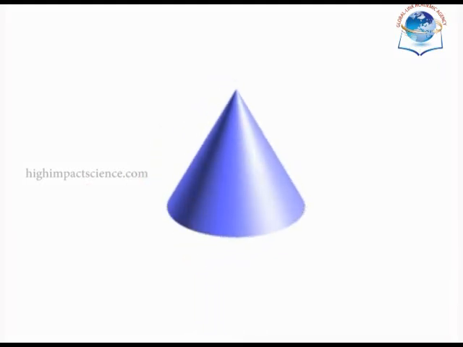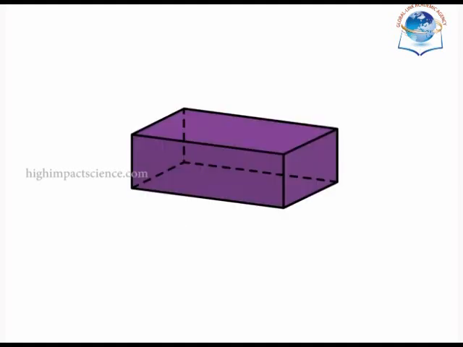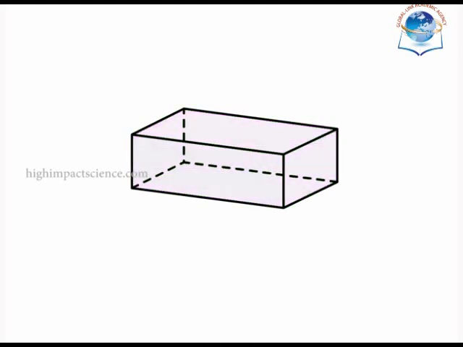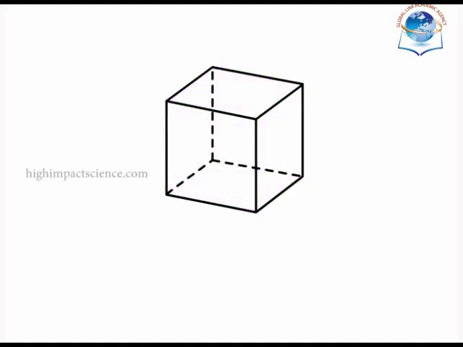This figure is a solid cone. It has one flat surface and one curved surface. A cone is similar to a pyramid but has a circular base, so a cone is also not a prism. From the definition of a prism, it means that a cuboid is a rectangular prism and a cube is a square prism.